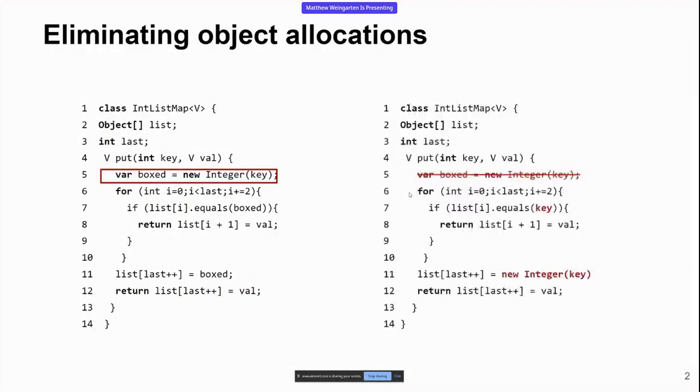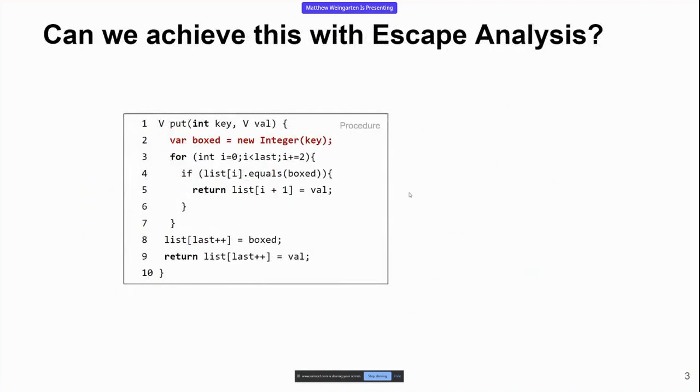So after quick inspection, you can see that it doesn't make sense to have this allocation here on line 5, and it should be moved down to line 11, so that only in the scenario in which the key has not been seen before is it allocated, right? The question is, how do we get from point A to point B, from the left side to the right side? And traditionally, the answer to this question is escape analysis.